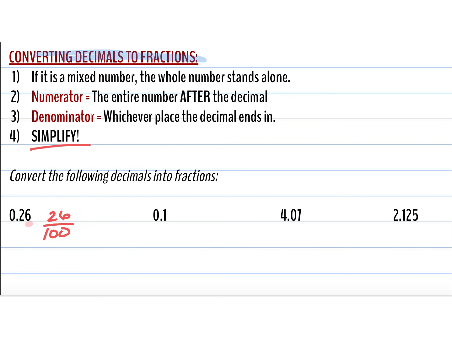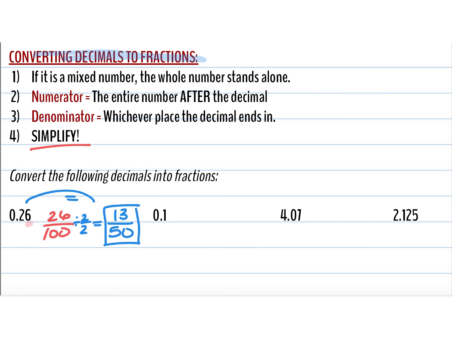Notice the direction to simplify. Simplify is where that greatest common factor comes into place. We want to divide until we cannot divide by a common factor again. So here I see they're both even. I'm going to divide them both by 2, not just 1. And then I get 13/50. 13 is prime, so I know that that is simplified. 26/100 is equivalent to 13/50.